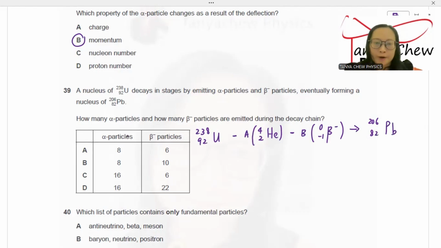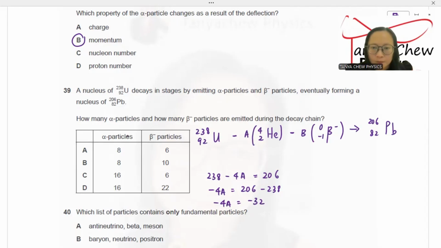I compare the nucleon number first. Could you see that? 238 minus 4A minus negative B times 0, which is still 0, is equal to 206. So negative 4A is equal to 206 minus 238. So 206 minus 238, you get negative 32. That is why A is equal to 32 divided by 4. A is equal to 8. So you need to choose 8 alpha particles.